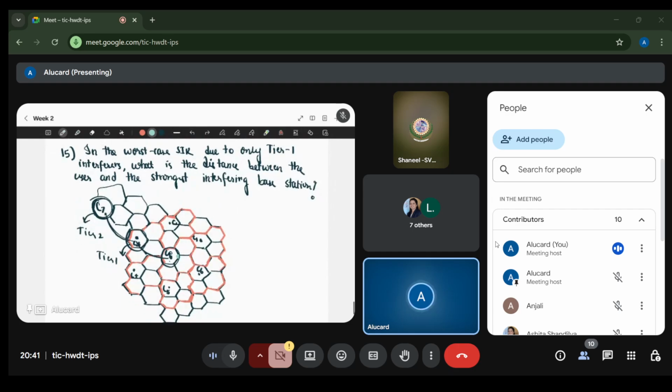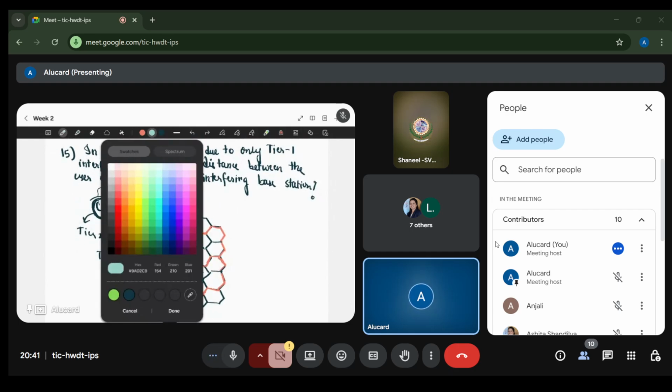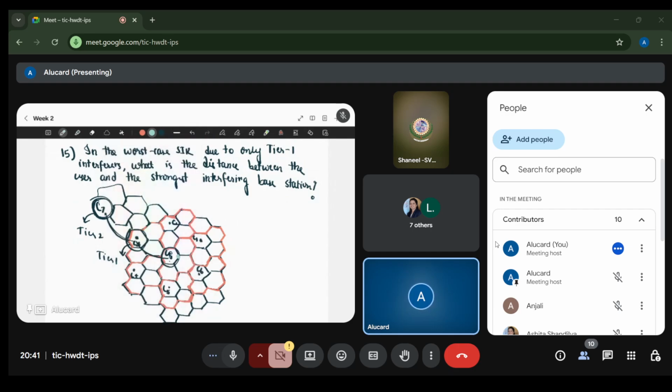Now, in the worst case, you have the user at the furthest distance from his own base station, which is at the center here. And when he is this far away, among the tier 1 interferers, which one causes the highest interference? That will be the base station which is closest to the user. We call the user U. So you have to calculate the distance from here to the user. Then calculate this distance.